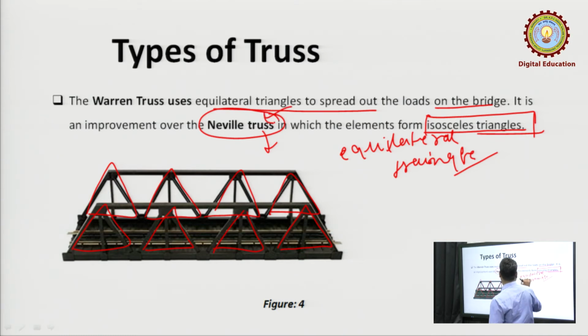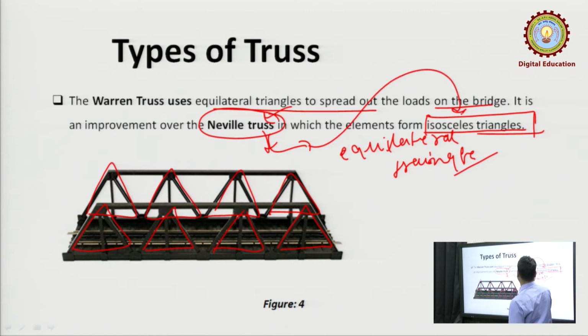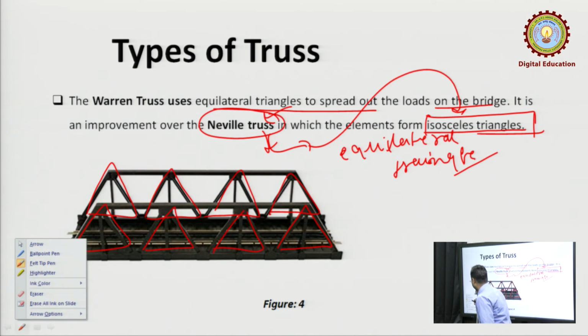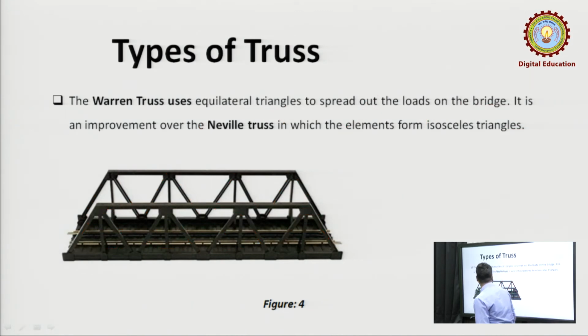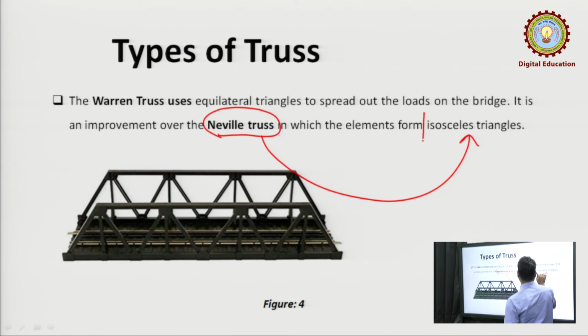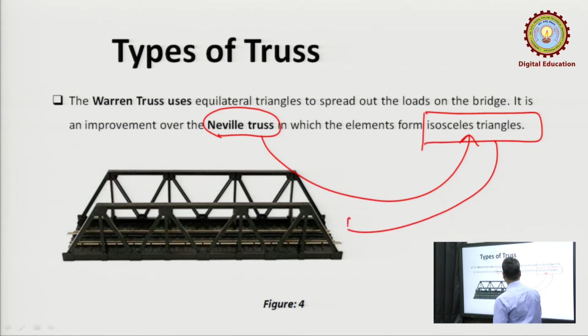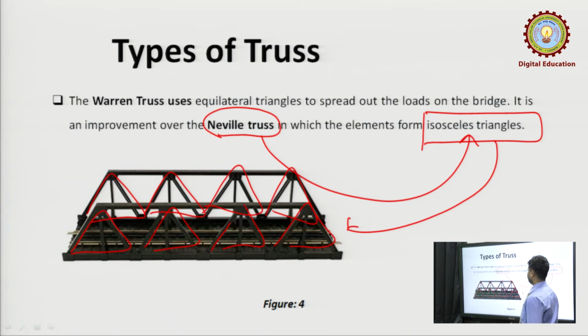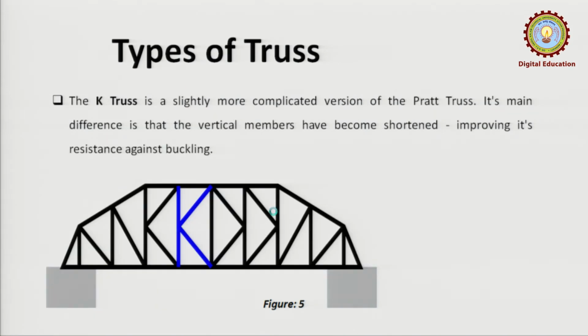The Neville truss is nothing but it is made from isosceles triangles, not equilateral triangles. The Neville truss is mixed, and after the modification with equilateral triangles we will get a Warren truss. This is your Warren truss, and the Warren truss is made of equilateral triangles.